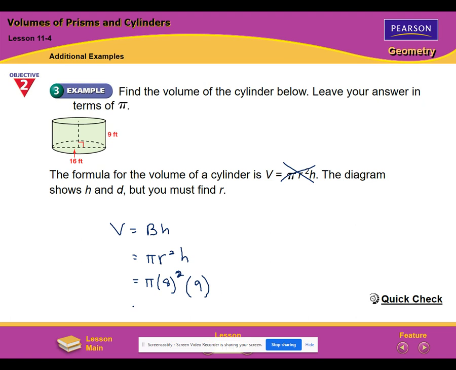Now notice the directions say leave your answer in terms of pi. So I'm just going to do 8 squared times 9, which is 576, and then leave my answer in terms of pi. 576 pi feet cubed.